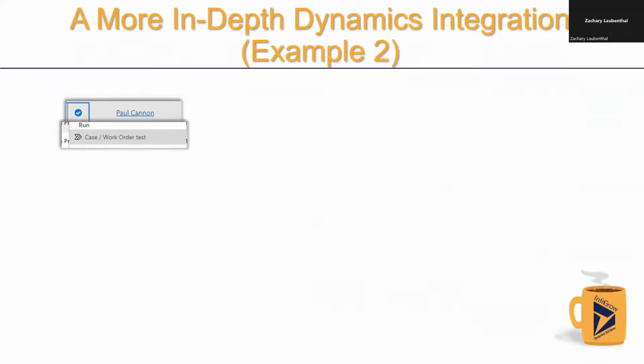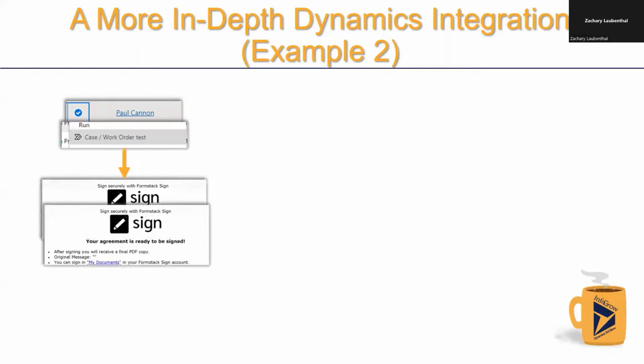Paul Cannon is a new patient, and Company X needs Paul to review and sign off on a medical request form. So first we navigate to the contact's record in Dynamics, check their record, and then select the corresponding document flow. As soon as the button activates the flow, the email is sent to Paul to review and sign. At the same time, a notification email is sent to Company X that the document has been sent out to Paul to be signed.